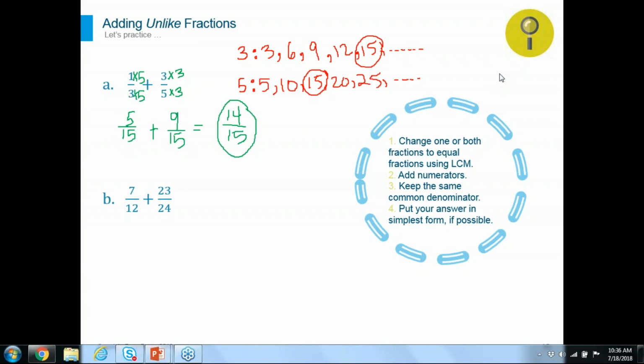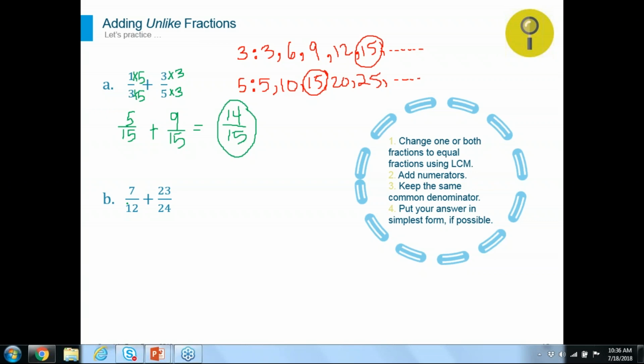Okay, let's do the second one. 7 over 12 plus 23 over 24. These are two unlike fractions. I'm not going to go ahead and add. I have to do something else to prepare my problem properly before I operate the addition. So I'm going to look at the numbers. I'm going to decide in my mind what I'm going to do.